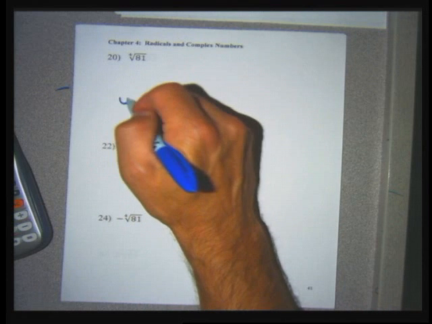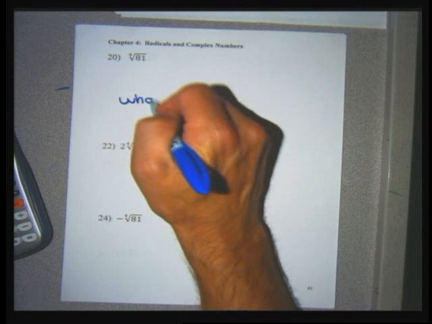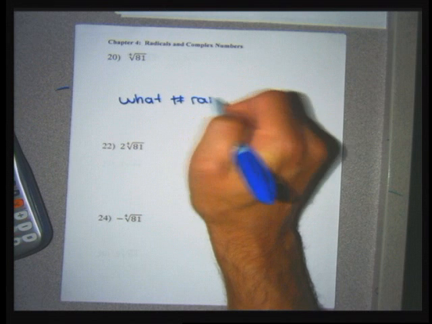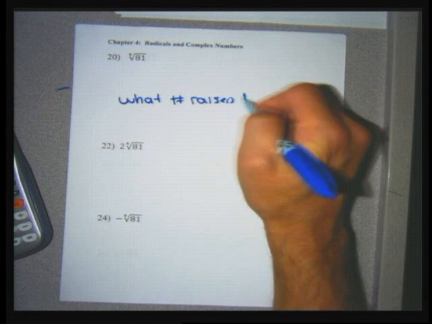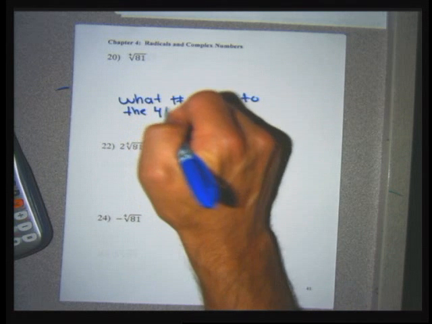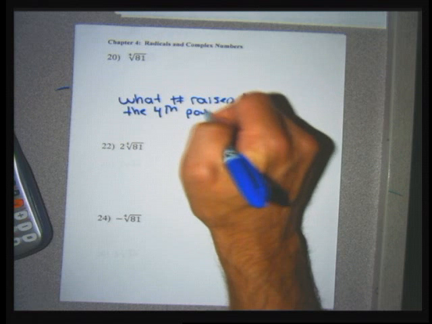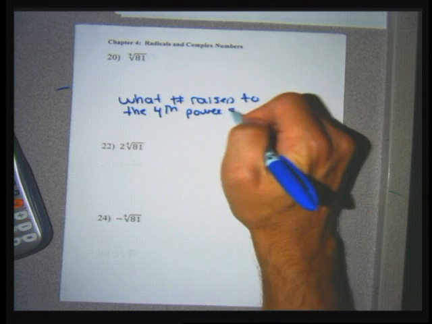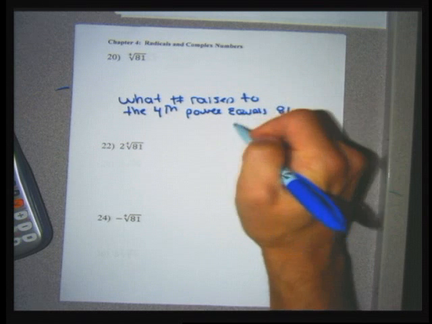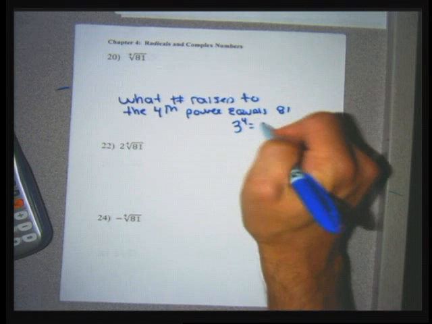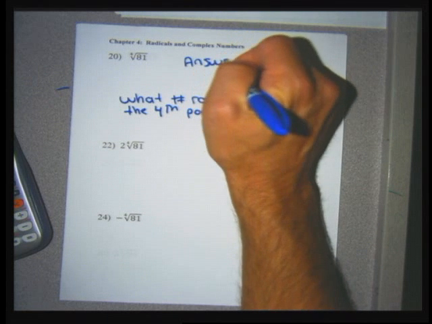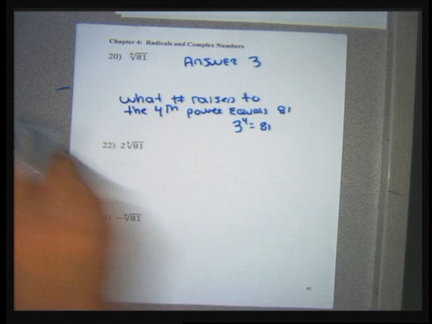Number 20 says what number to the 4th power is 81. I think I did this already. And because 3 to the 4th power is 81, the answer to number 20 is going to be 3.